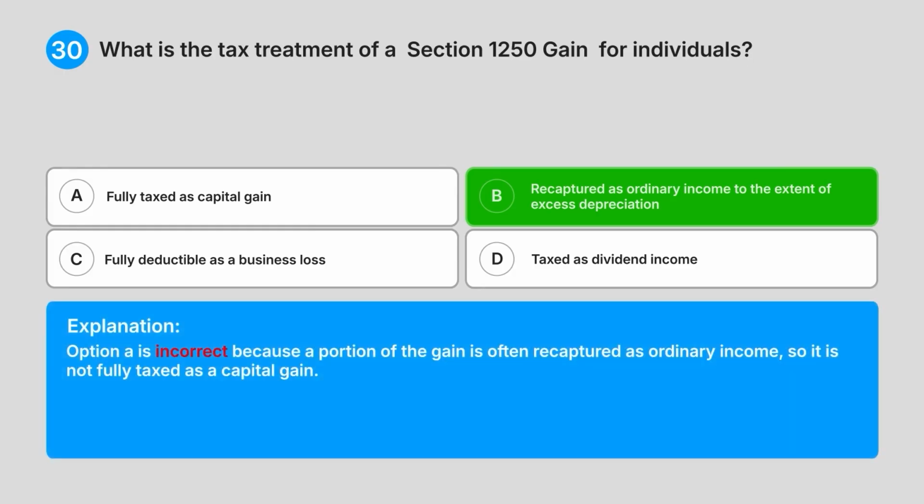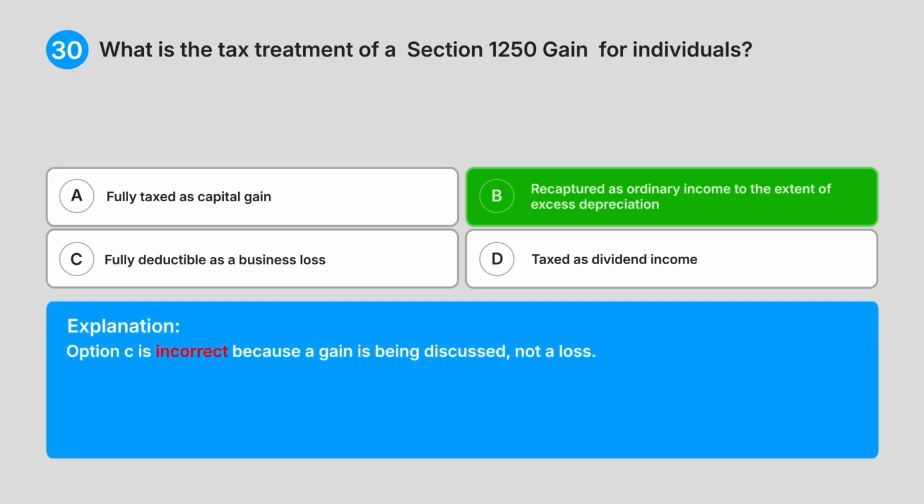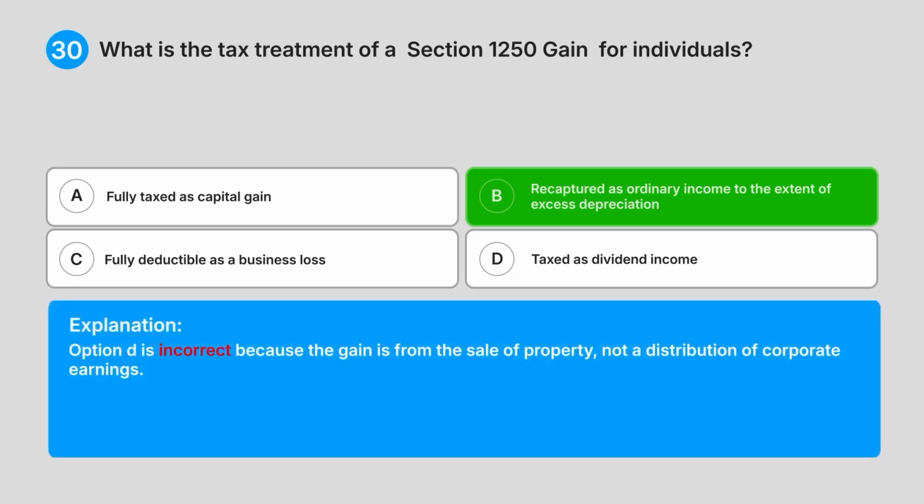Option A is incorrect because a portion of the gain is often recaptured as ordinary income, so it is not fully taxed as a capital gain. Option C is incorrect because a gain is being discussed, not a loss. Option D is incorrect because the gain is from the sale of property, not a distribution of corporate earnings.